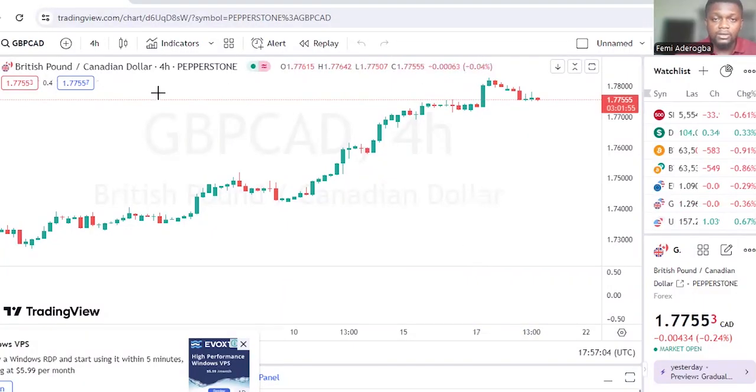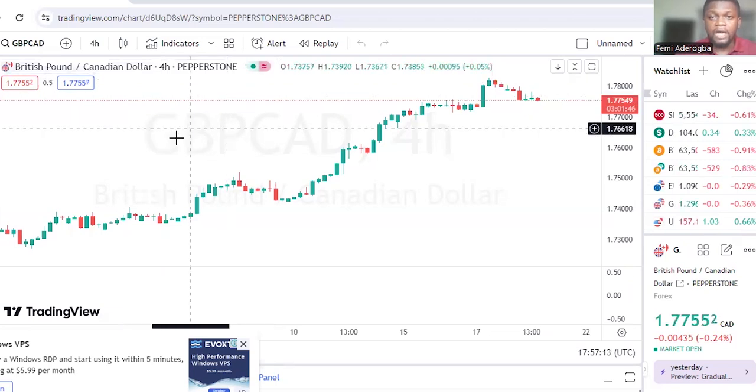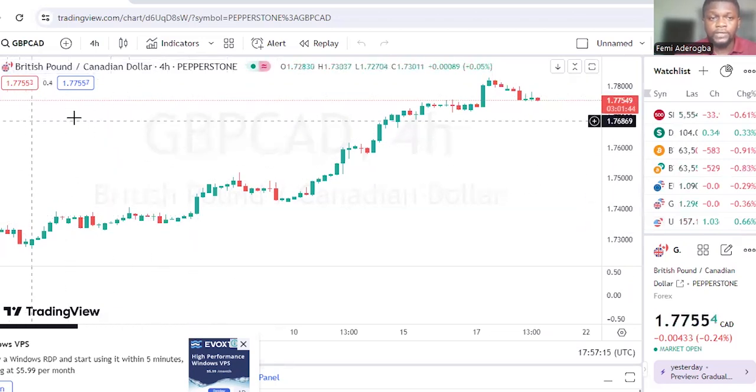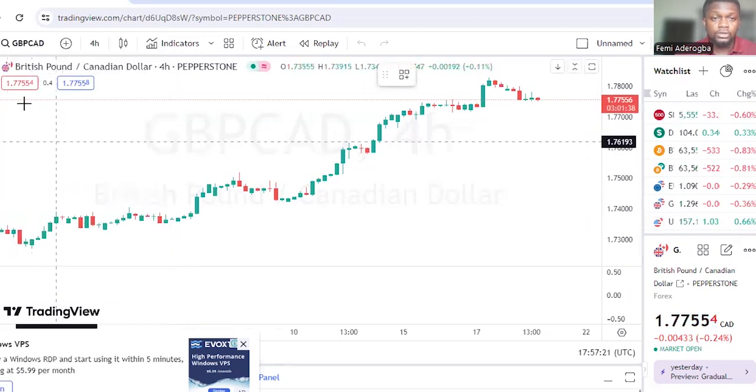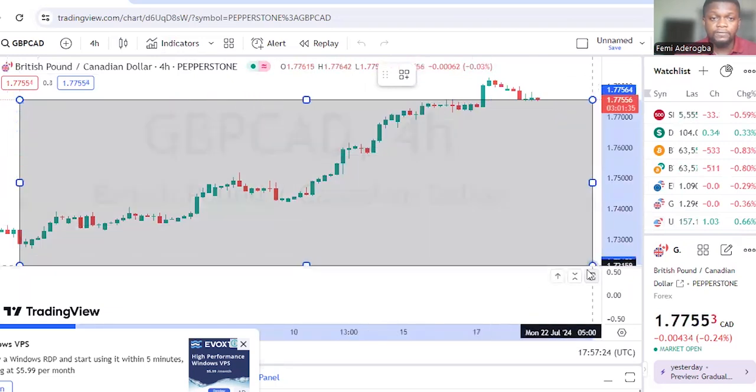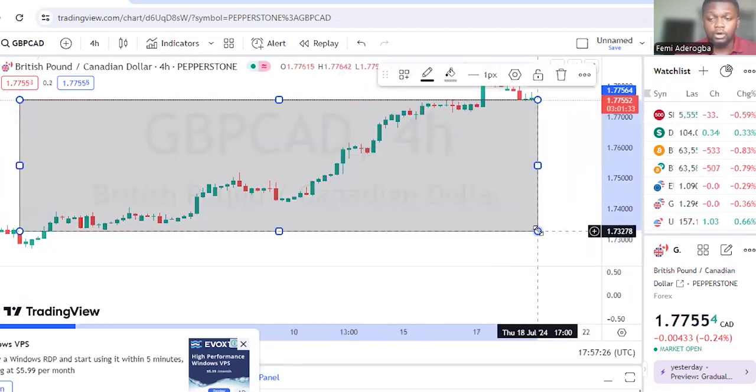As you can see, this is the GBPCAD chart, British pound versus Canadian dollar chart. And on this chart, we have various candlesticks. As you can see, we have different candlesticks here, with a lot of different printing or different colors.